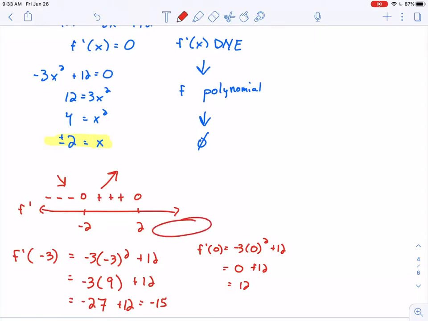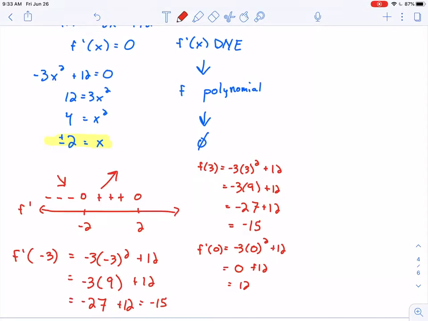Now I need a number on the right-hand side of positive 2. I think 3 would probably be the easiest choice. Let's do that right here. f prime of 3 is equal to negative 3 times positive 3 squared plus 12. Negative 3 times 9 plus 12 gives me negative 27 plus 12. Hey, look at that, I've got a negative 15 here. So my derivative is negative, which means my function is decreasing.